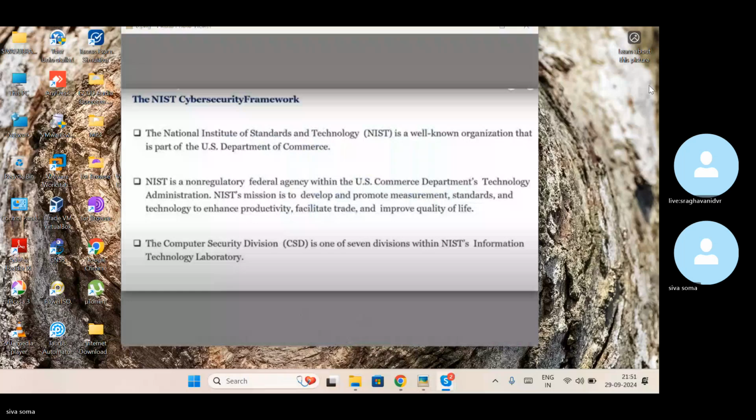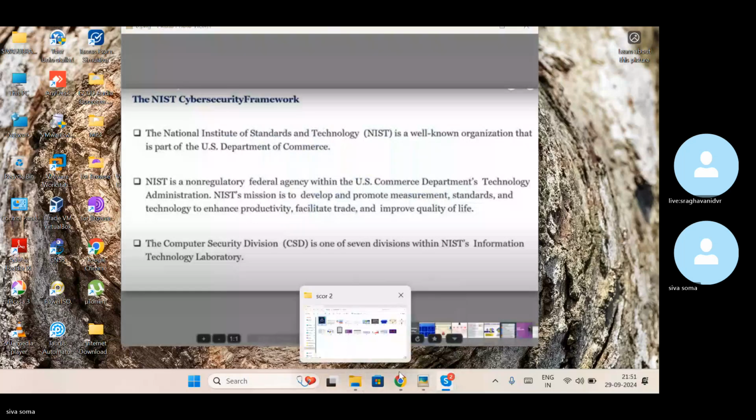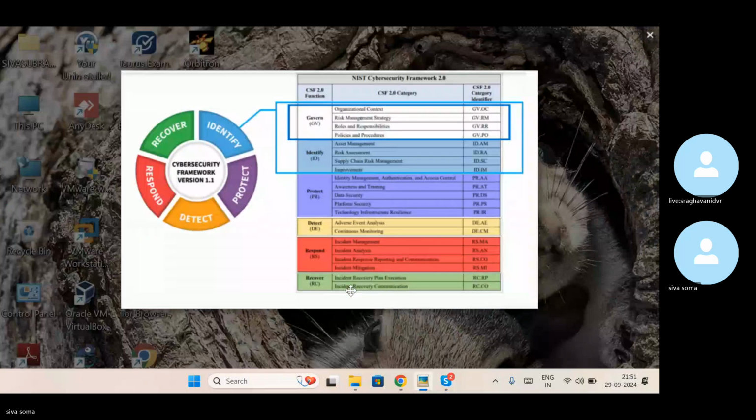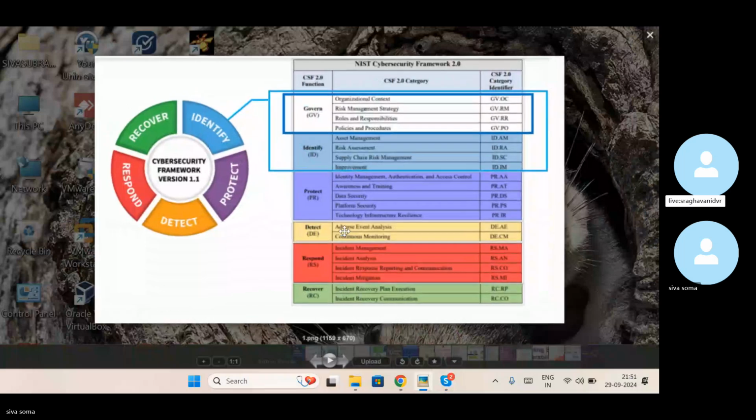Okay. The next one, NIST, is a framework. Can you be able to see that? Yes, sir. So the NIST framework has certain criteria and divisions. We will say all of the things under five functions. The first one is identify, then protect, detect, respond, and recover.